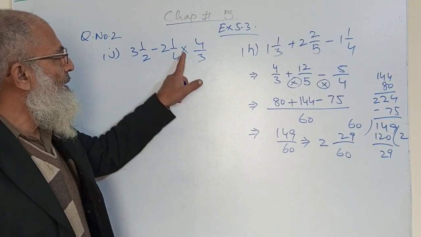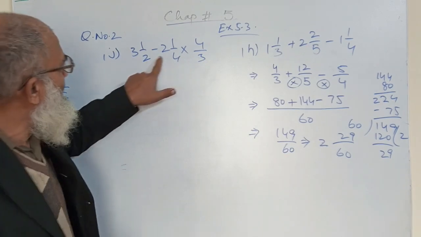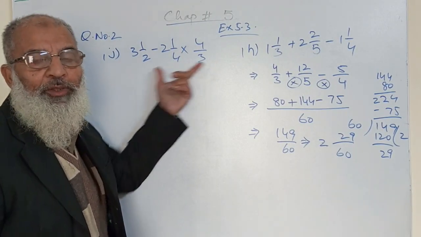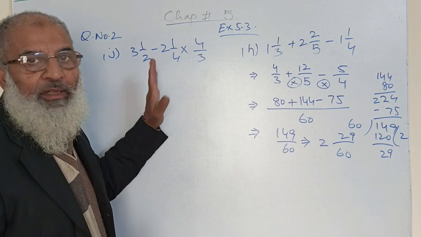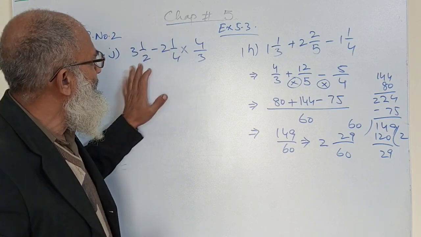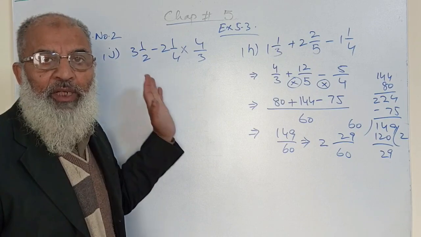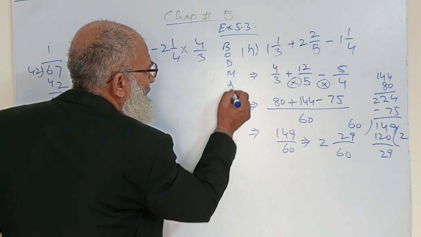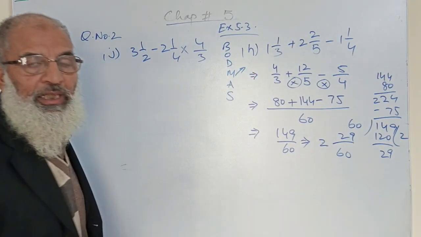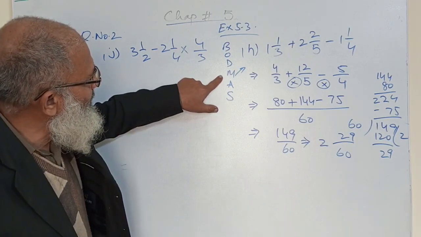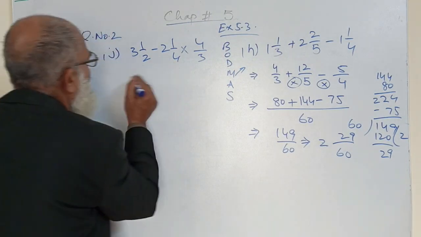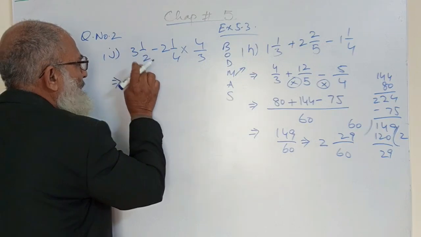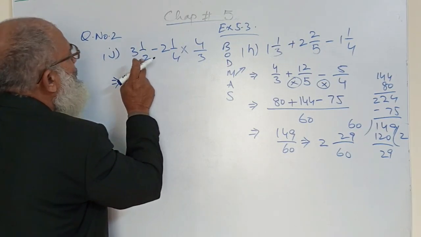Now you see that a multiplication sign is coming and a minus sign is coming, but we cannot subtract prior to doing multiplication, because in BODMAS the priority of multiplication is first. So let me proceed. We'll change these mixed fractions into improper fractions.